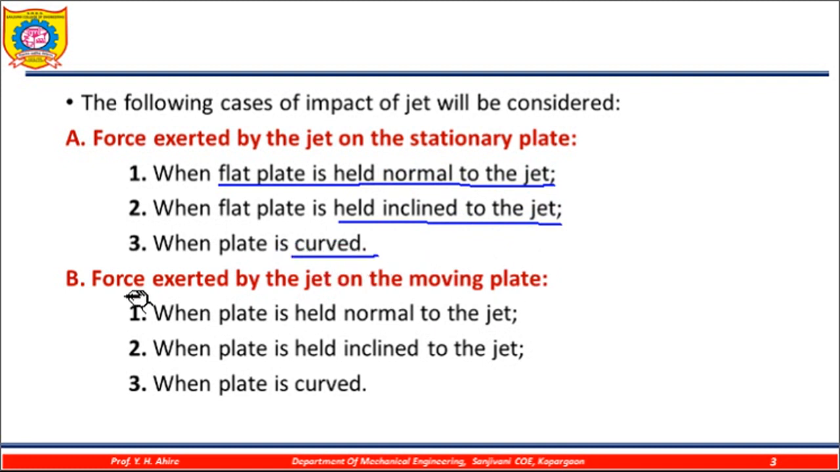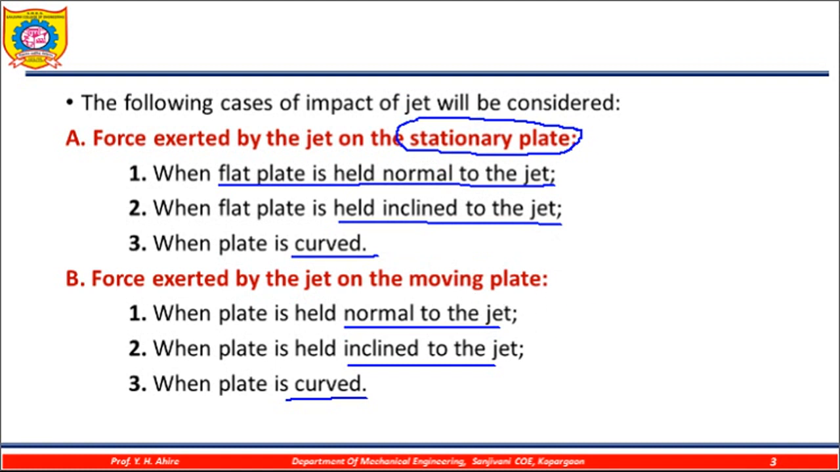Again we have a second set of derivations, force exerted by the jet on the moving plate. Where we will see again the same three cases. When the plate is held normal to the jet, in the second case inclined to the jet, and in the third case when the plate is curved. And there are sub cases, there are subtypes in curved plates. So the first class of derivations is for stationary plates. First we will discuss stationary plates, and then we will move on to moving plates.